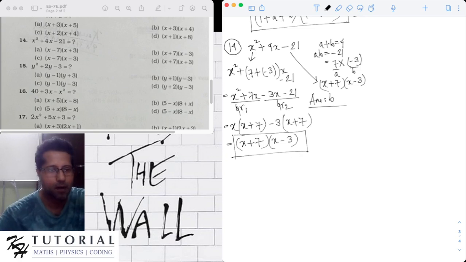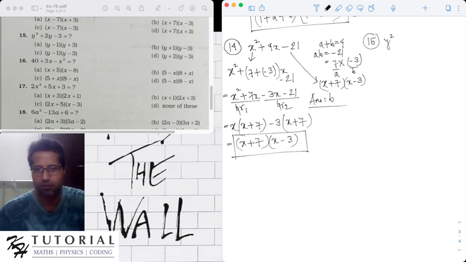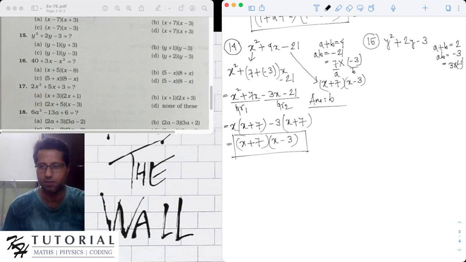Okay, let's do problem number 15. Again, it is a quadratic trinomial, y square plus 2y minus 3. So we have to find A and B such that A plus B is equal to 2 and AB is equal to minus 3. Now minus 3 is equal to 3 multiplied by minus 1, and we know that 3 plus minus 1 is 2.